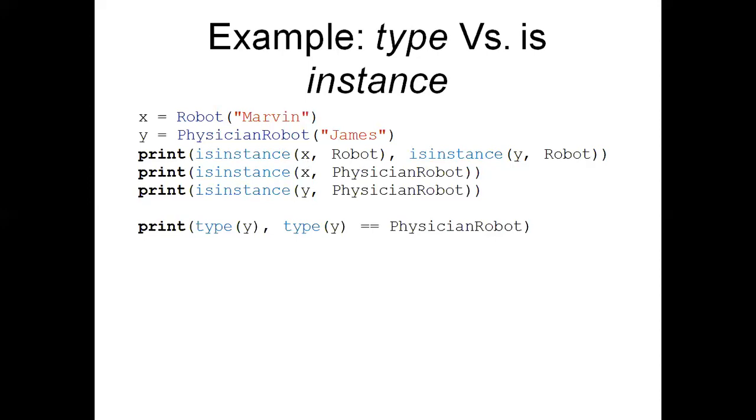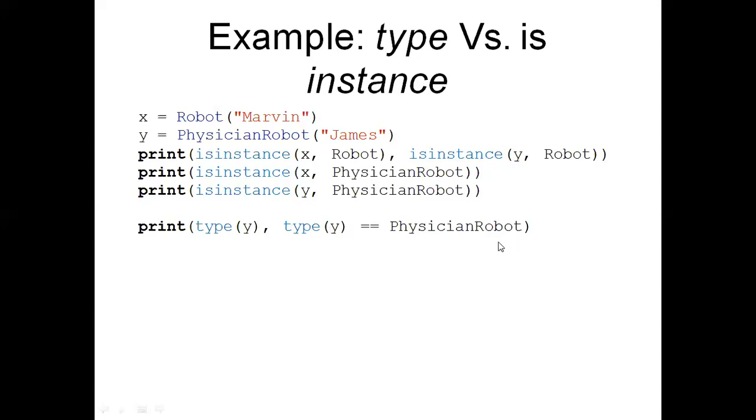I guess it is true, because y is the derived one and it has all the properties of the base class Robot, right? Now again, I have isinstance(x, PhysicianRobot). So can x have all the properties of PhysicianRobot? I have a doubt over here. Now isinstance(y, PhysicianRobot), whether it is true or not, it's your guess. Now I wish to know about type(y) == PhysicianRobot. I wish to know the type of this particular robot, right? What kind of robot it is, and whether the type of the object y is equal to PhysicianRobot or not, right?